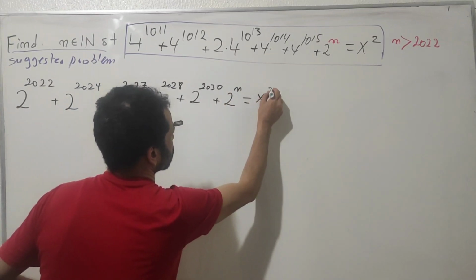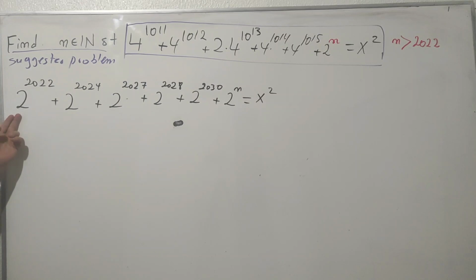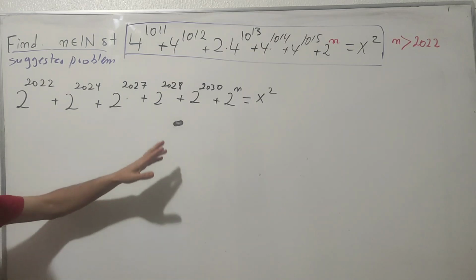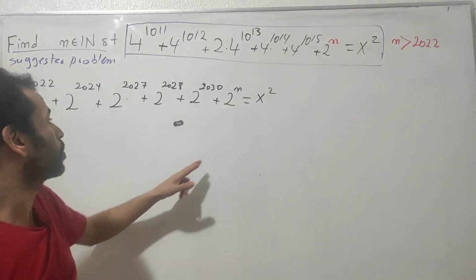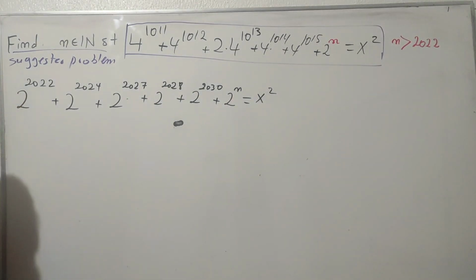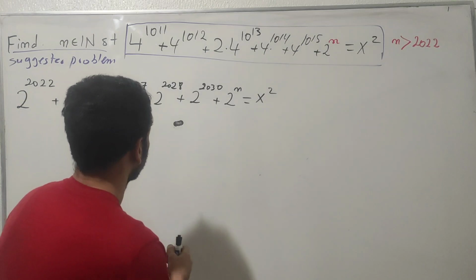Everything is a perfect square. The nice thing here is that we have base 2 all the way down. Before we get into the solution, we are going to check the parity of n. It's very important. So I'm going to reduce the equation mod 3.